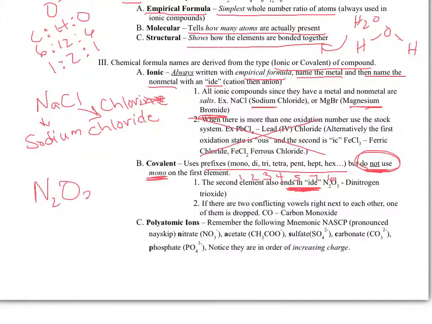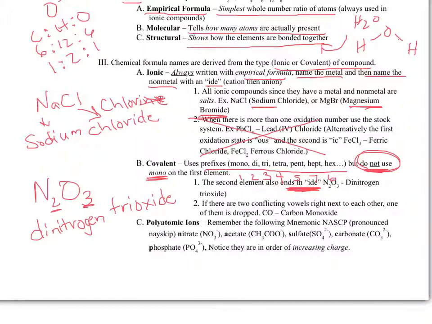So N2O3. The 2 means that there's 2 nitrogens, so we say dinitrogen. The 3 means that there's 3 oxygens, so I say tri, and instead of saying oxygen, I say oxide. And it's called dinitrogen trioxide. Okay?